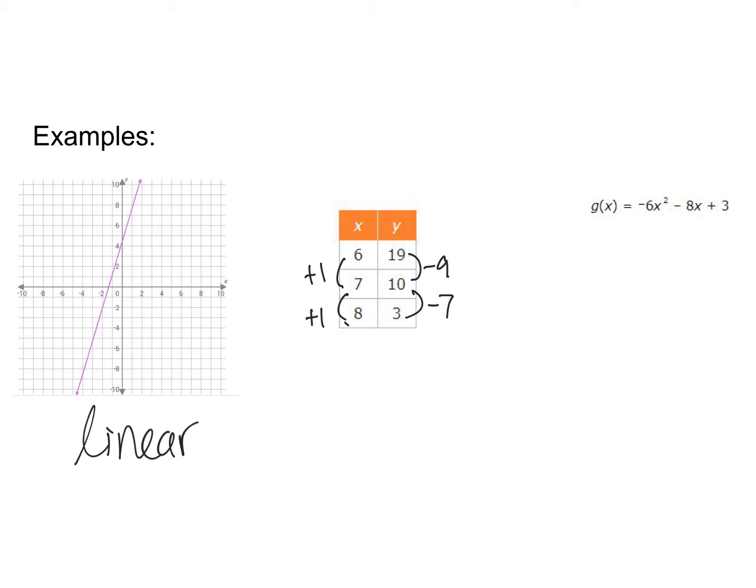So if I were to divide that out, negative 9 over 1 would be negative 9, negative 7 over 1 would be negative 7. They are not the same. That makes this nonlinear.